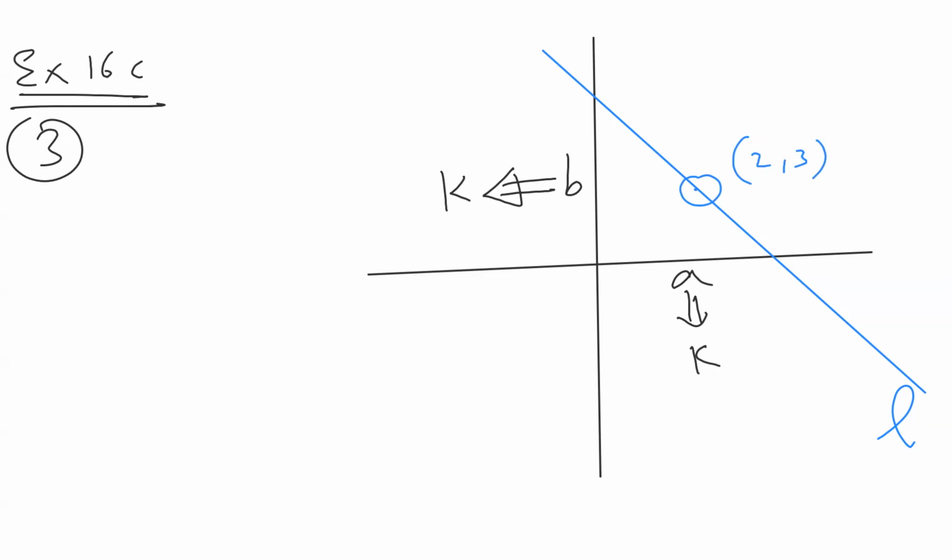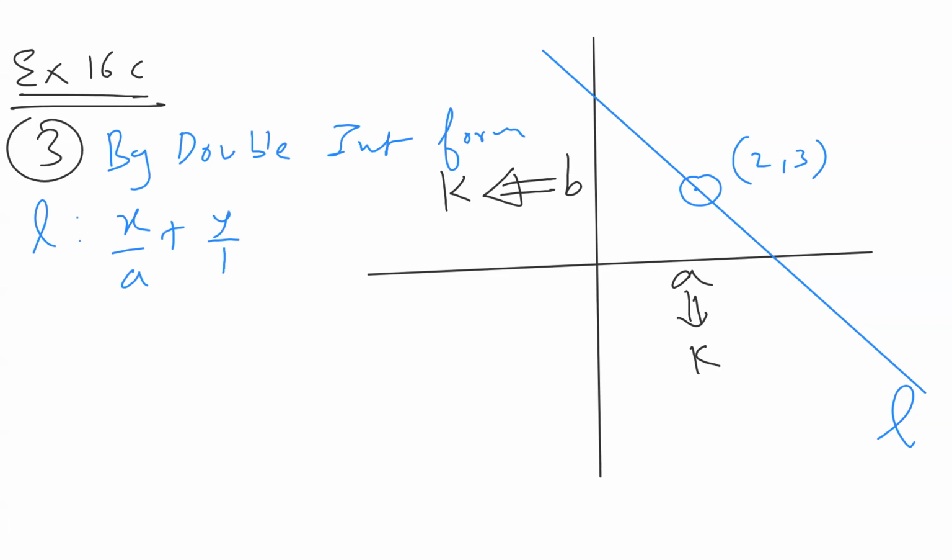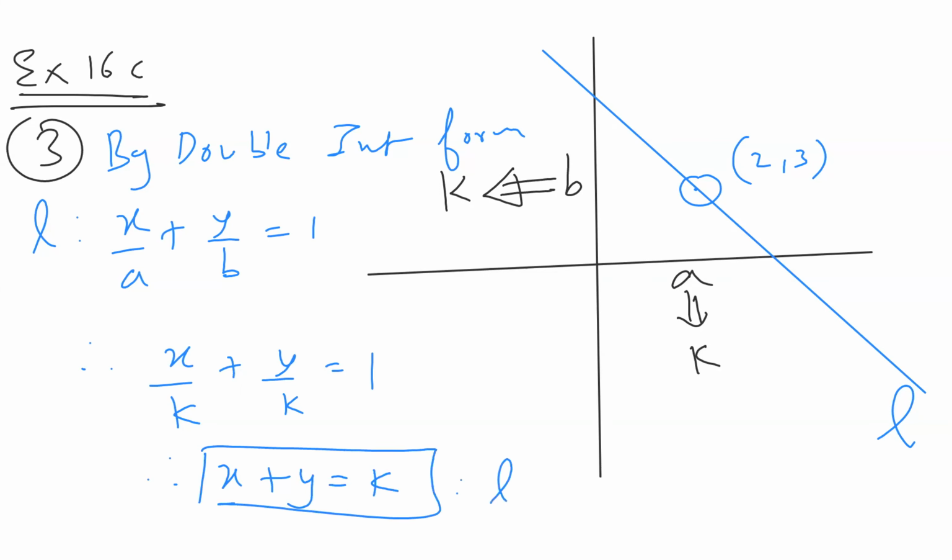Now line L, by double intercept form, line L is x upon a plus y upon b is equal to 1. Therefore x upon k plus y upon k is equal to 1. Therefore x plus y is equal to k. This is the equation of line L. Let us mark this as equation number 1, which is the equation of line L.